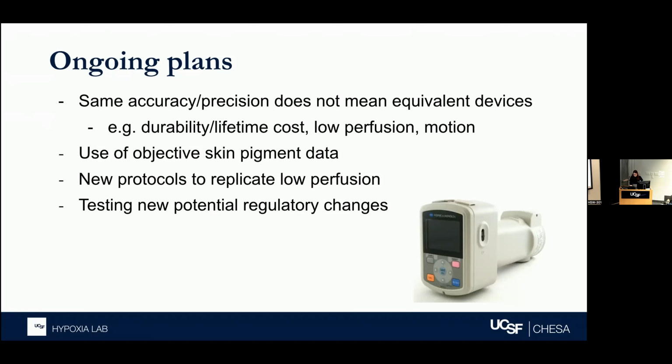And finally, what we're very excited about is just testing new potential regulatory changes. We're trying to improve lab-based studies so that they can better predict real-world performance in situations, which is really kind of the overarching goal of these studies and kind of what these studies are giving us insight into.